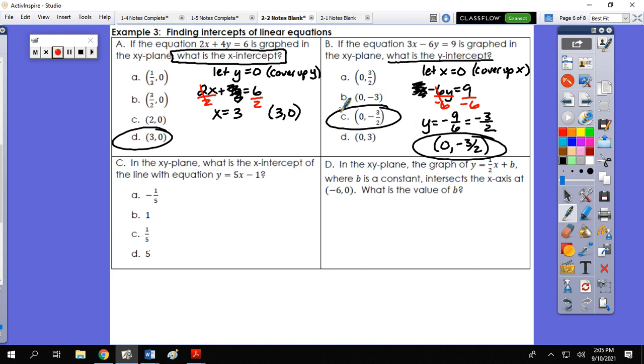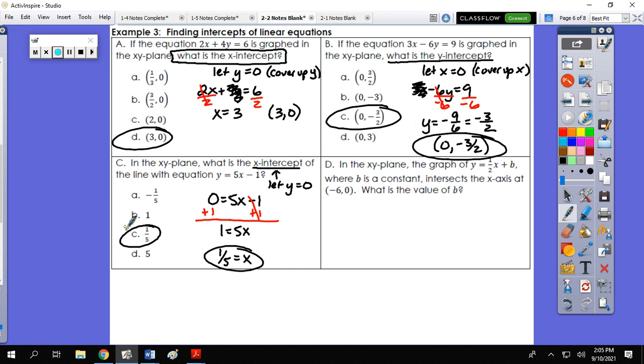In the xy plane, what is the x-intercept of the line with the equation y equals 5x minus 1? X-intercept means let y equal 0. So 0 equals 5x minus 1 and solve for x. We would start by adding 1 to each side, which would give us 1 equals 5x. Then we would divide by 5 and we would get x is 1/5. Technically that could be written as a point, but we don't have to write it as a point. That would indicate that 1/5, 0 is the location of the x-intercept.